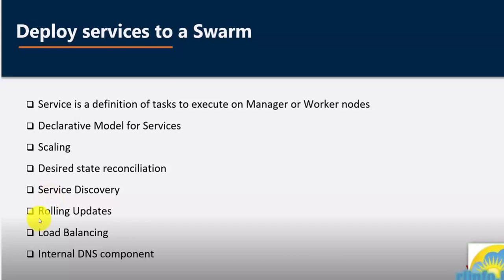Rolling updates. At rollout time, you can apply service updates to nodes incrementally. A Swarm manager lets you control the delay between service deployments to different sets of nodes. If anything goes wrong, you can roll back a task to a previous version of the service.